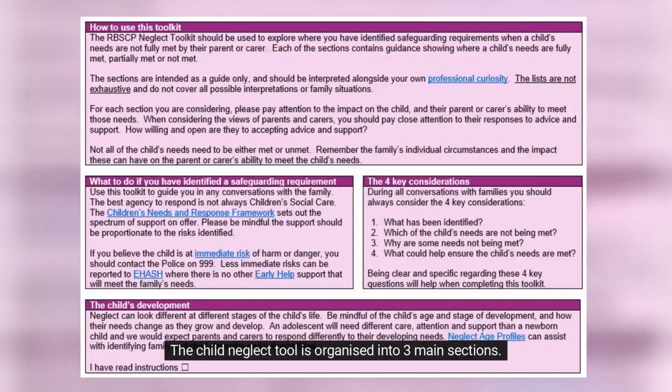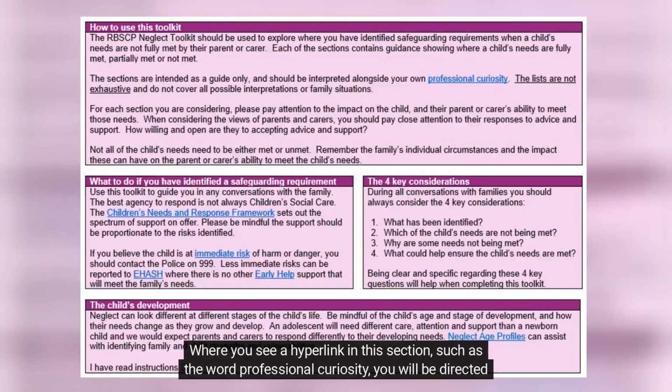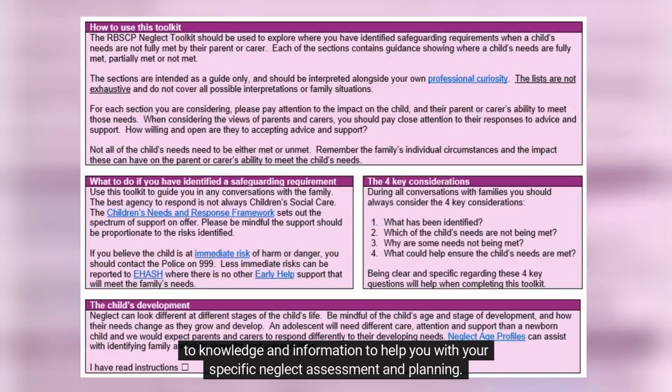The child neglect tool is organized into three main sections. Section 1 provides information to professionals with regards to using the tool. Where you see a hyperlink in this section, such as the word professional curiosity, you will be directed to knowledge and information to help you with your specific neglect assessment and planning.